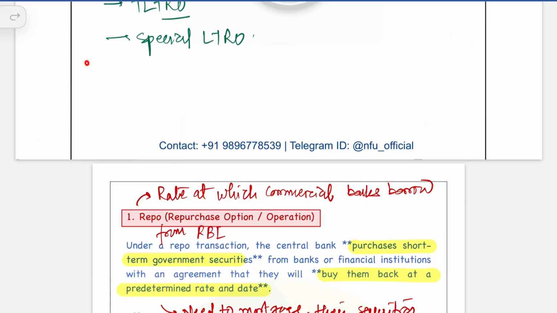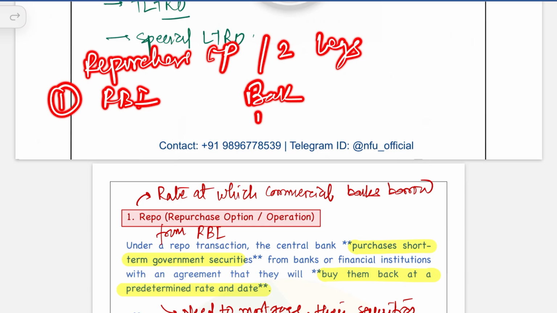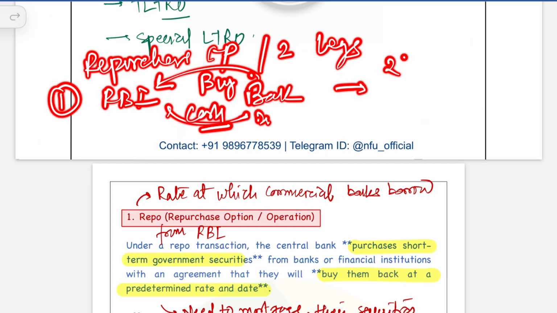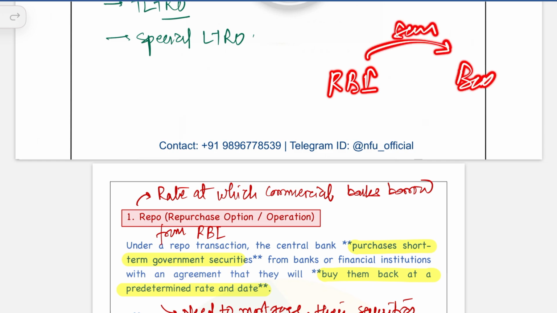So every repurchase operation has two legs. In the first leg, what would RBI do? RBI would buy certain securities from the bank or the financial institution and infuse the cash to them. And in the second leg, there is a commitment or obligation, or let's say an agreement or option. Option means not necessarily they will have to buy it, but they may or may not buy them back. So RBI and then there is this bank, and then they would give them the security which was earlier there. So that is how the repurchase operation happens.